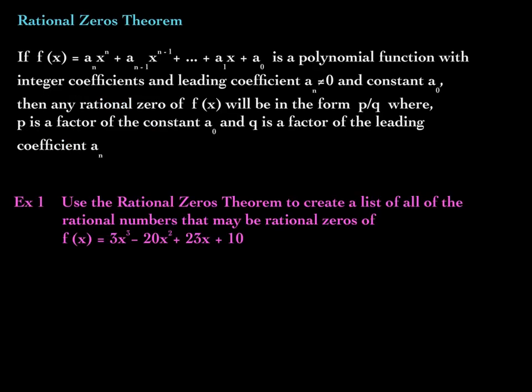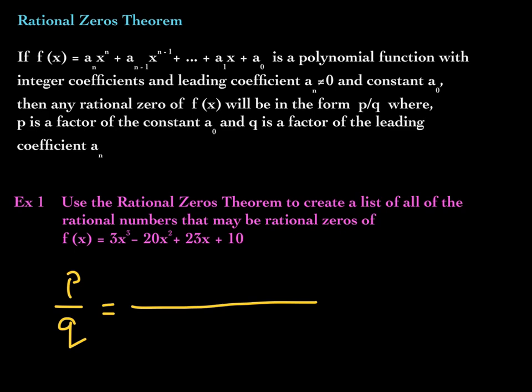All right, guys, check this out. Use the Rational Zeros Theorem to create a list of all of the rational numbers, so all the fractions, that may be rational zeros, keyword may be, rational zeros of this cubic polynomial function. Now, let's be clear what the Rational Zeros Theorem says. It says that any rational zeros of this function must be of the form p over q. Now, p, if you read the theorem, is a factor of the constant term. Your constant term here is 10.